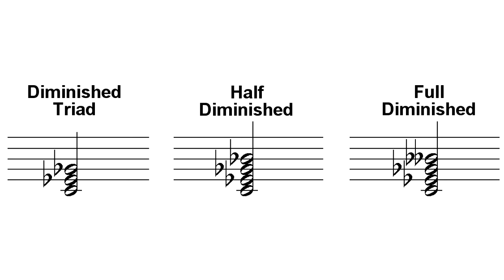Note that a diminished chord can be a plain diminished triad with the fifth lowered by a half step, or it can include either a minor or diminished seventh. When a minor seventh is added, the chord is considered half diminished, or fully diminished when both the fifth and the seventh are lowered by a half step. Here's what these three chord types sound like, left to right.